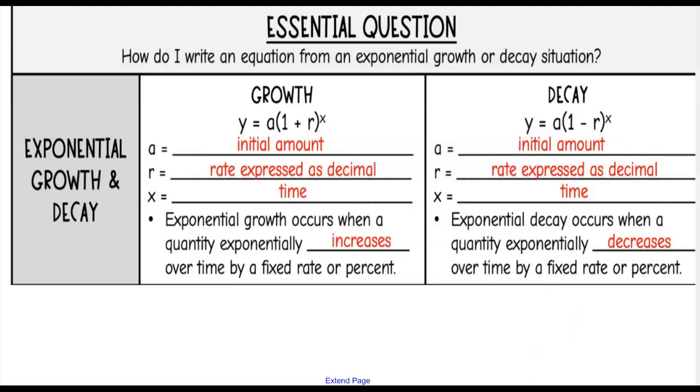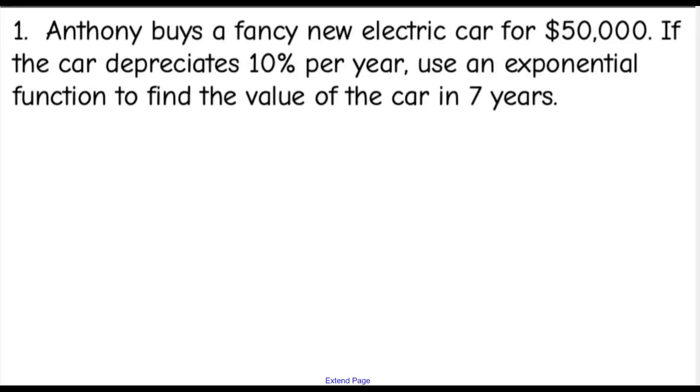All right, let's continue. Okay, so in this first one, Anthony buys a fancy new electric car for $50,000. If the car depreciates at 10% per year, use the exponential function to find the value of the car in 7 years. So we got the initial amount, we got the rate, we know it depreciates, which means it goes down or decreases, and we got the time, 7 years. So we're just going to plug it into the formula.